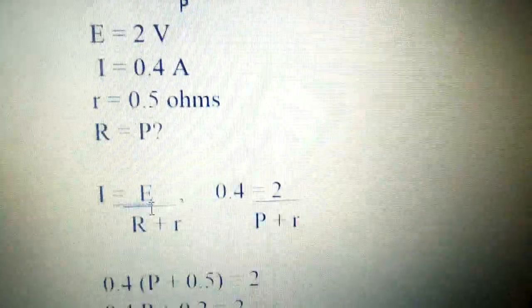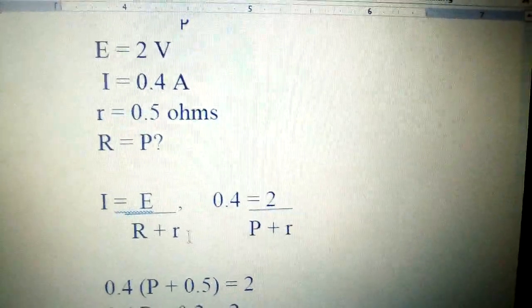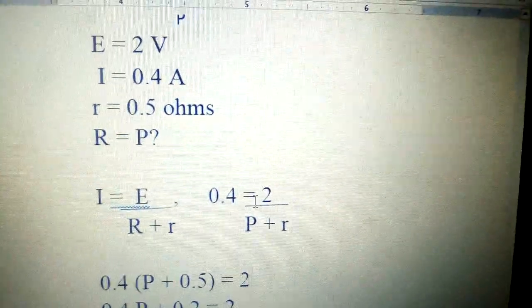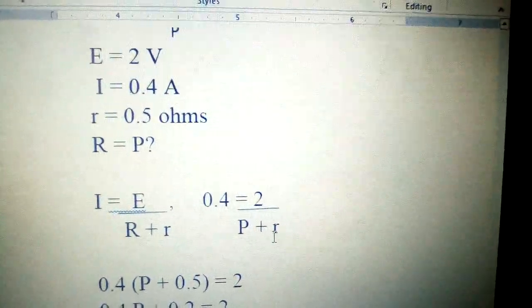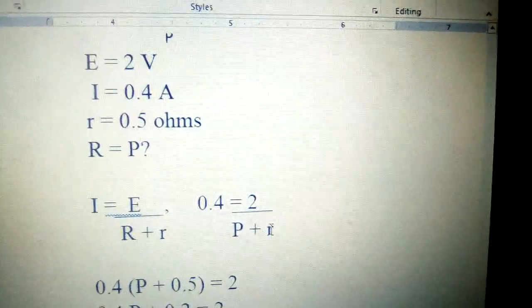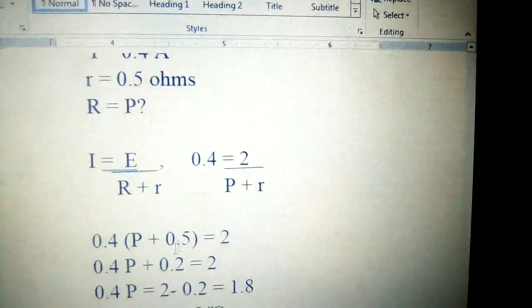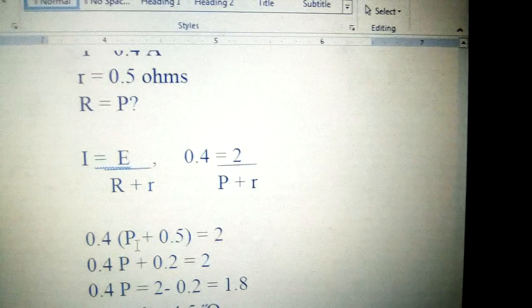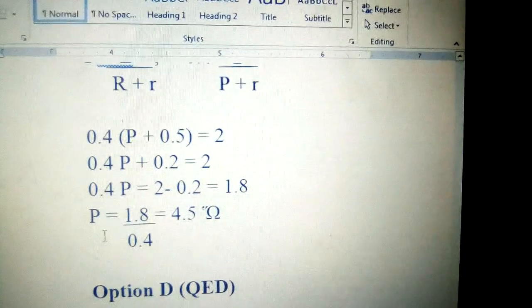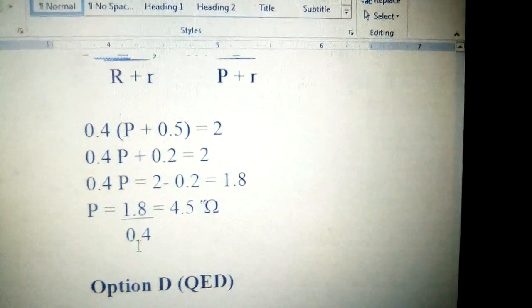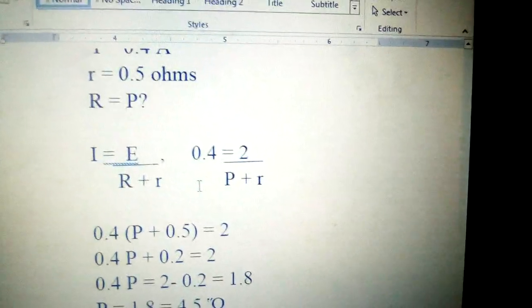Using the formula for finding the current in a circuit, I equals E over big R plus small r, and substituting I as current 0.4, our EMF is 2, all over this big R, which is now P, plus small r, which is 0.5. Then we have 0.4 times P plus 0.5 equals 2. Solving for P, we have 1.8 over 0.4, so P gives us 4.5 ohms. So option B is the right answer to that number.